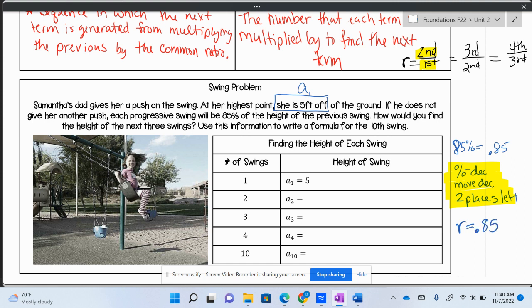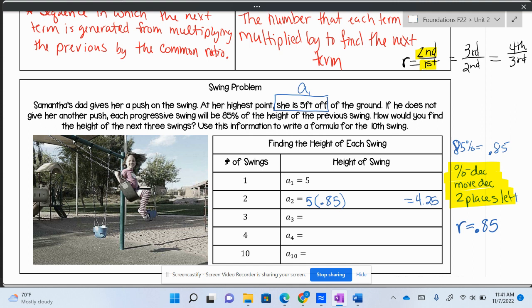So if I wanted to find her height at the second interval, well, that's going to be the first term, 5 times 0.85. So someone tell me what that equals. 4.25. Thank you, Hayden, 4.25. Did you do that with a calculator or in your head? Okay, cool. I'm just checking.